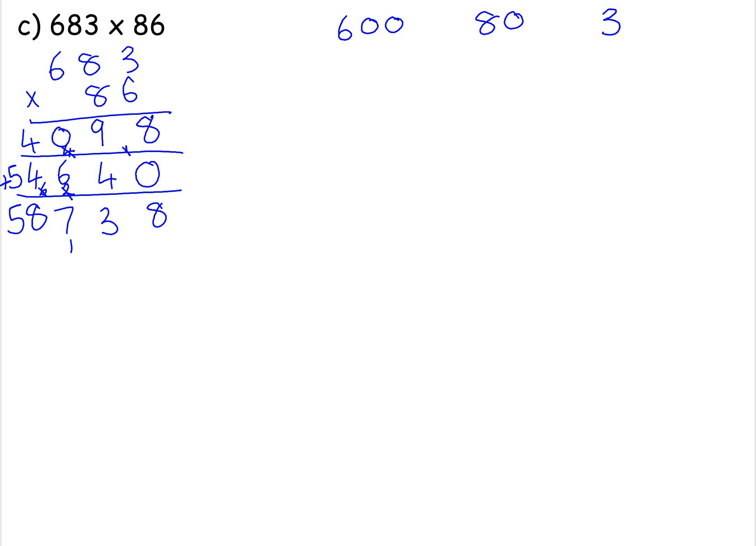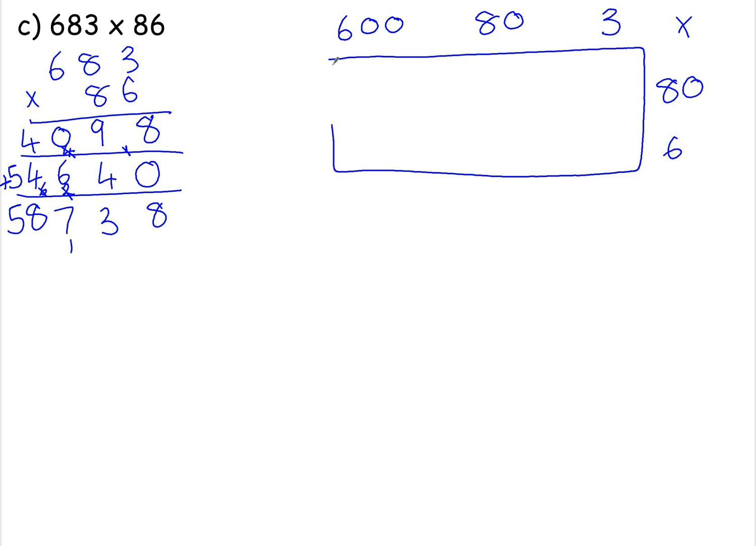Box method, we'll have 683 multiplied by 80 and a 6. Okay. Draw a big box for this one, and then each number needs a box, like so. Okay, so in this box we're going to have 3 times 80, which is 240, 80 times 80, which is going to give you 6,400.